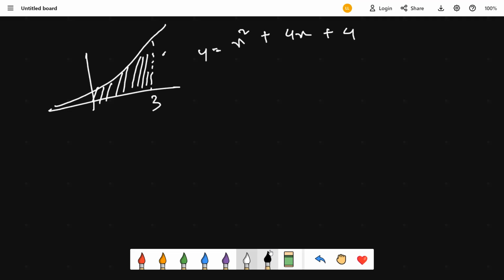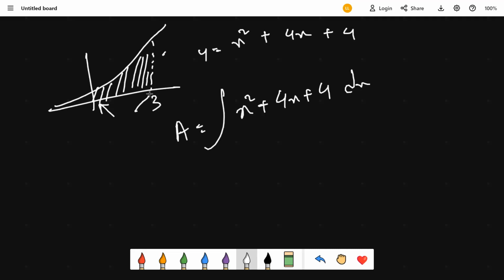So how can I do that? Simply write the expression: area equals the integral of x squared plus 4x plus 4 with respect to dx, and we need to place two limits. What are the two limits? Where does this shaded region start from? What is the x coordinate that it starts from? It is 0, isn't it? Because this is the point it starts with, and this is the final point. So our starting point is 0, and our final point is 3.